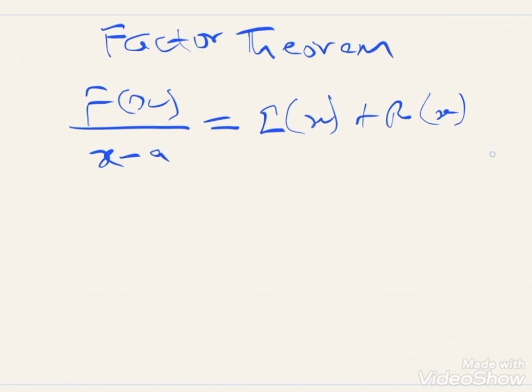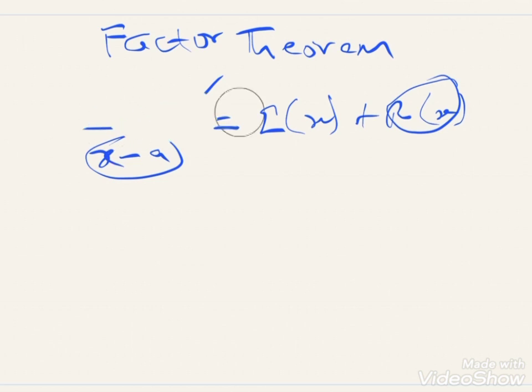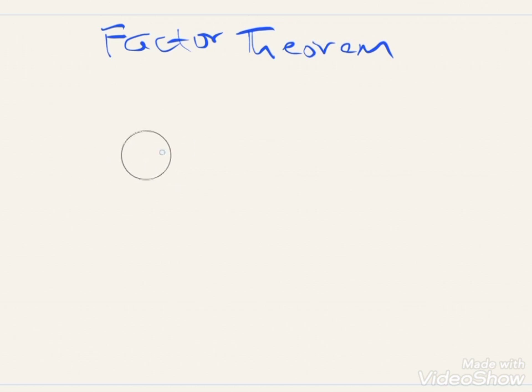So that shows that to be the case. Since we have this as our remainder, then this is not a factor of what? The f of x. So that is the idea of the remainder theorem. Now let's talk about the factor theorem.